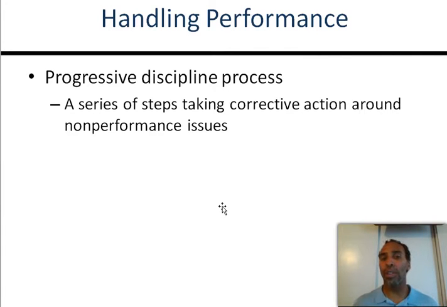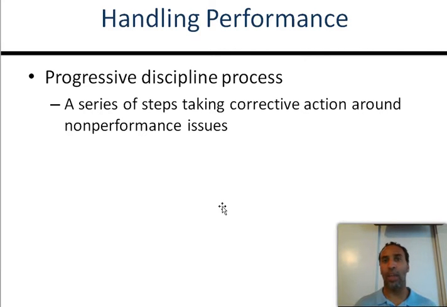Progressive discipline process is a series of steps taking corrective action around non-performance issues, right? And every company does it differently, but typically they start with the verbal warning, right? And when I say verbal warning, that verbal warning is verbal, but it's written down. And what I've done in a lot of companies is you show it to them, you keep it between the manager and the employee. If there's a further issue, it'll go to HR. But if there's no further issue, then it doesn't, right?